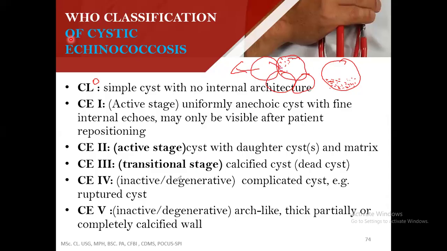Stage 3, the transitional stage, is when it is moving from being active to being inactive. So that is the transitional stage of the cyst, and at that time you see the cyst to be calcified. The cyst may start dying. It is changing from active to inactive. It's like a woman moving from reproductive age into menopause. That age, around 45 years, is the transition stage. So the transitional stage is when the cyst is changing from being active to inactive, and you see the walls of the cyst to be calcified.